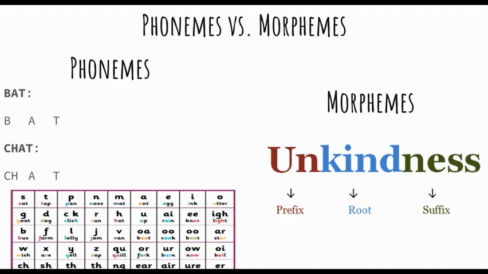Morphemes, on the other hand, are the smallest pieces of language that carry meaning. So if you look at the word unkindness, we have three different morphemes in there. Un has a meaning, kind has a meaning, and ness has a meaning. And so each of those three parts carries meaning. Putting those together helps us to understand the meaning of that whole word.